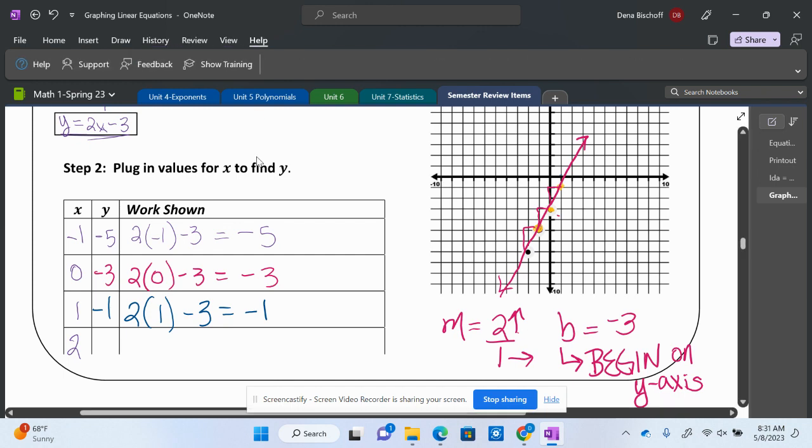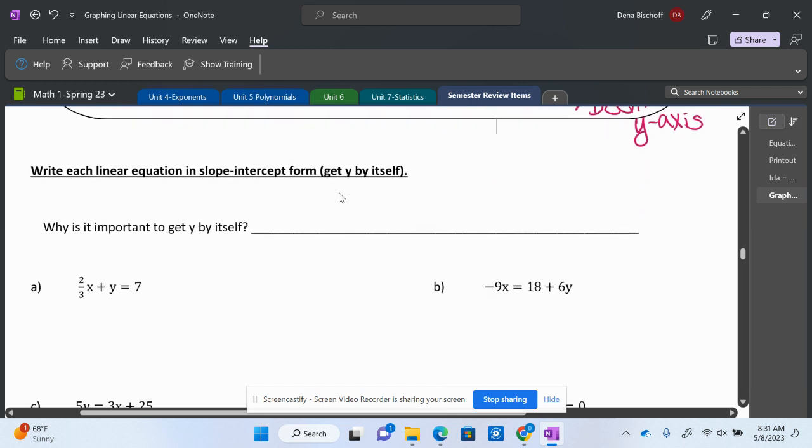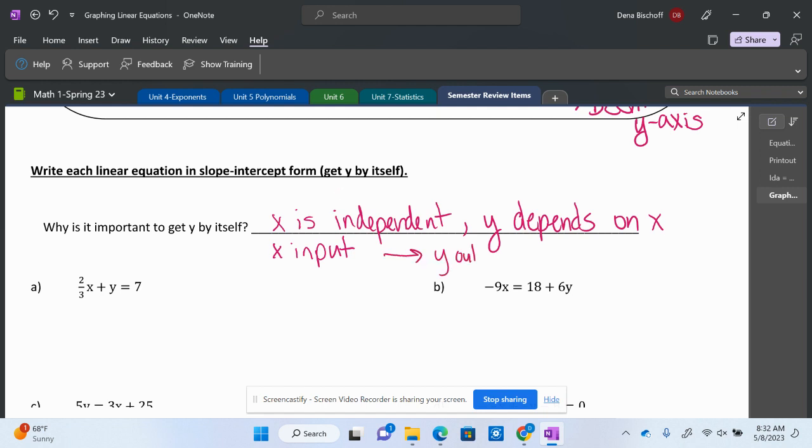All right, so we're going to talk about why is it important to get y all by itself? Well, x is independent. We determine what x we're using. The value of y depends on x. So if we get y all by itself, we can choose any x value and determine our output. Remember that x is also called the input, the number that you put in, and y is the output, the number that you get out. And that happens when you solve for y.